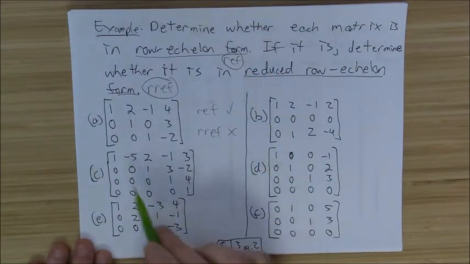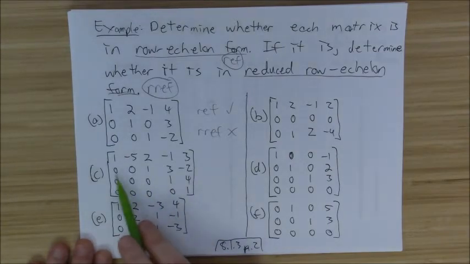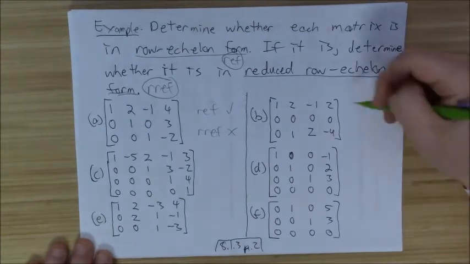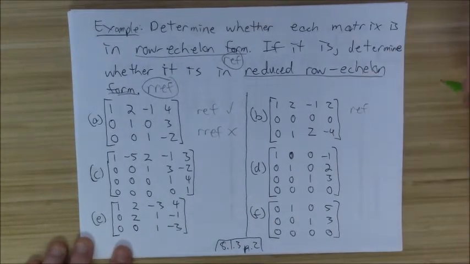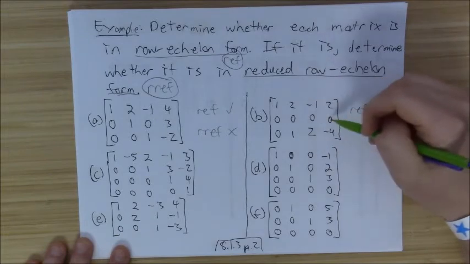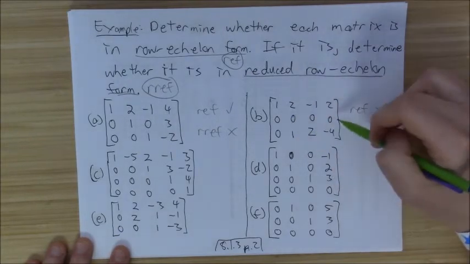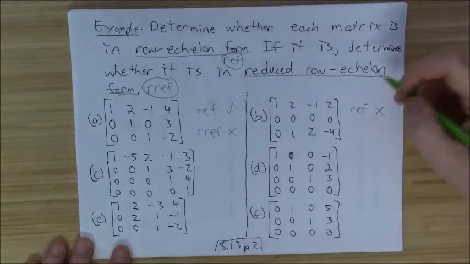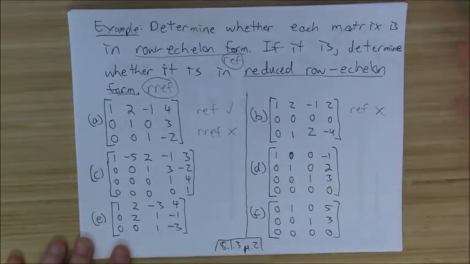Now what about this one? Oh sorry, let's go in order. B is not in row echelon form. The reason is that this row of nothing but zeros is not at the bottom. So it fails that first condition. Thus it can't even be RREF.